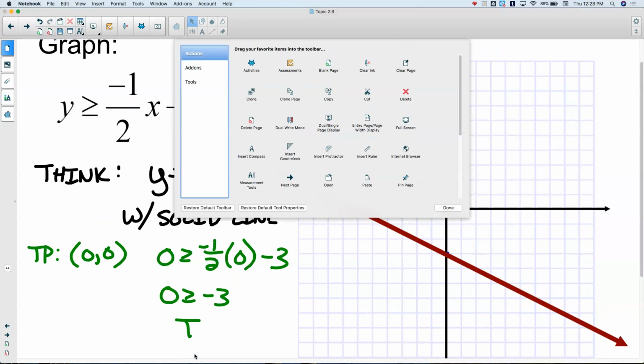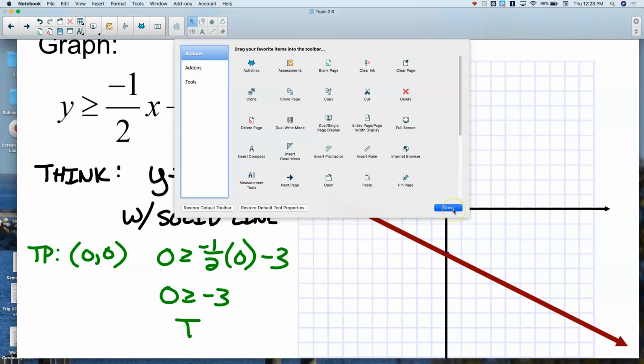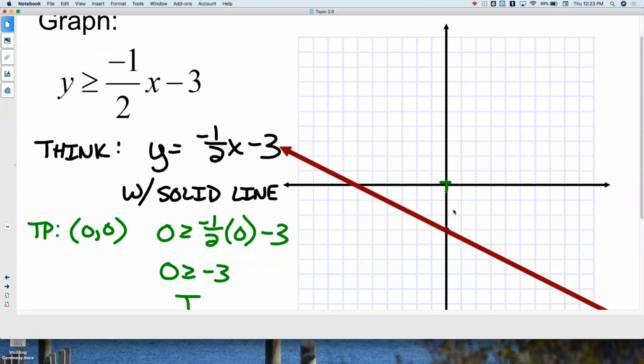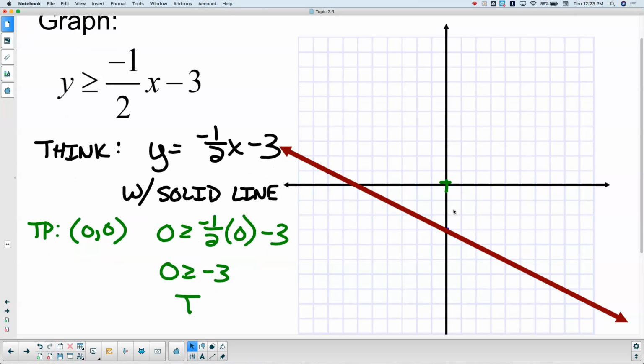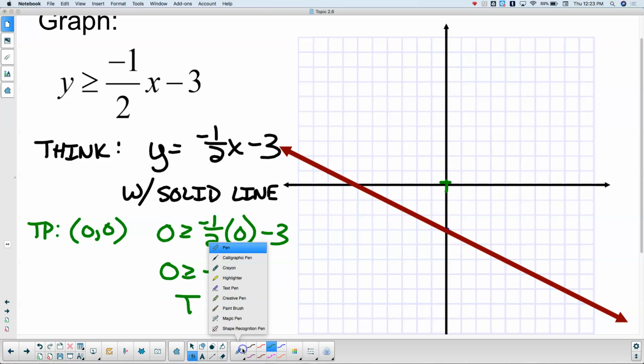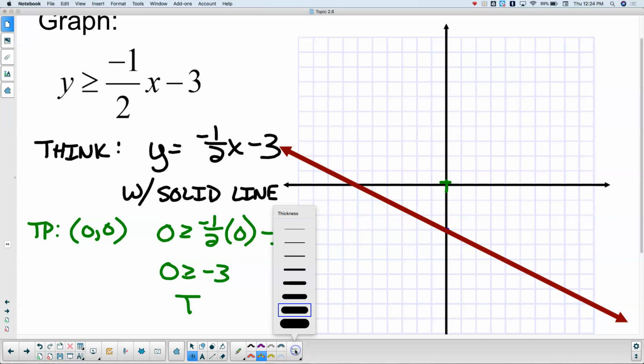Whoa, what happened there? I don't want that. Come back down here. Do we always have to apply a test point? Yes. Done. Come back down. Now, where's my funkiness? Oh, it's this one. There it is. I want Creative Pen.